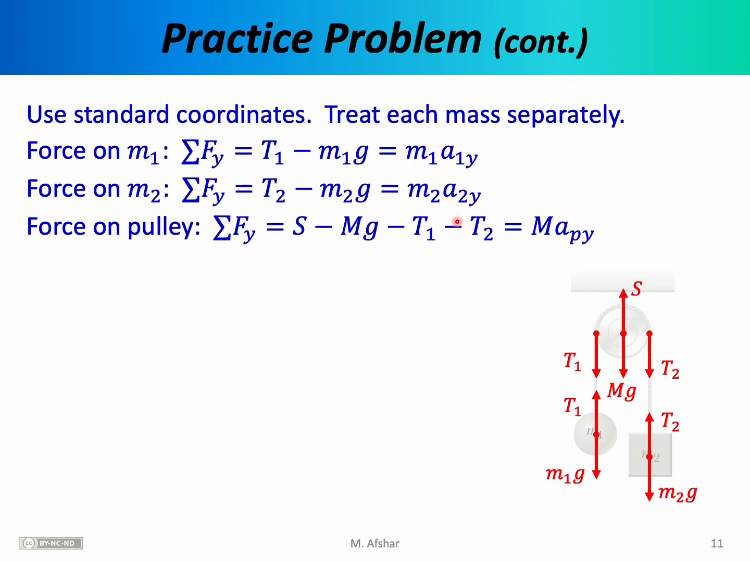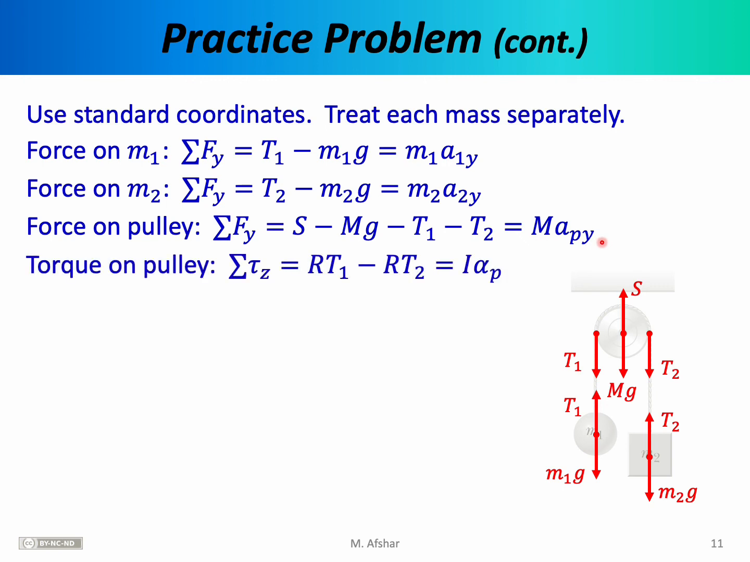We should also talk about the pulley just to be thorough. The net force acting on the pulley in the y direction is equal to the mysterious support force minus the weight of the pulley minus the two tensions that are pulling the pulley downwards. And that must equal mass times acceleration of the pulley in the y direction.